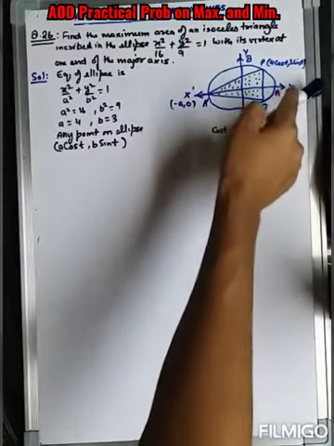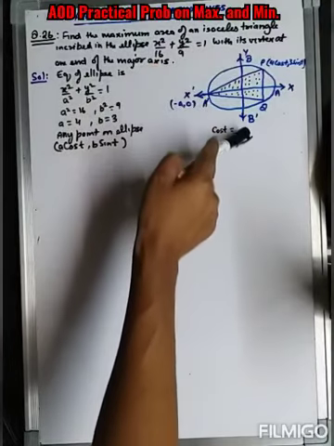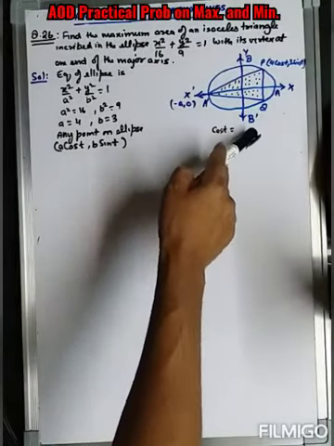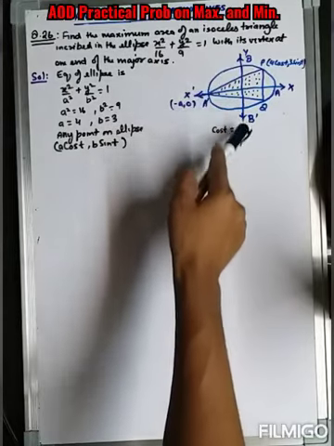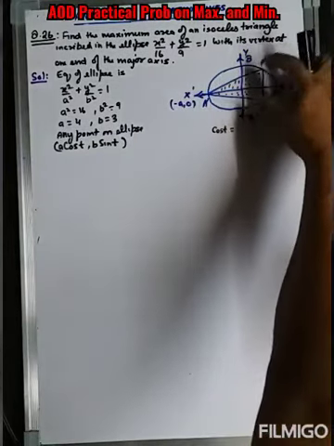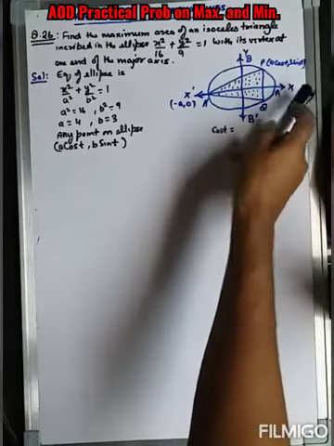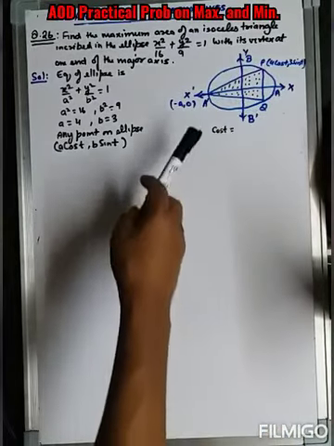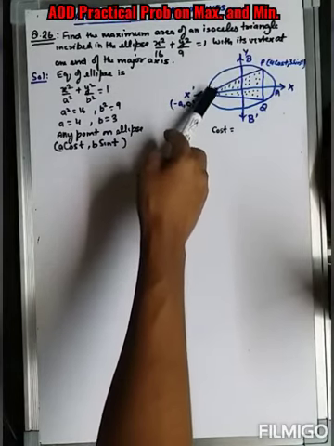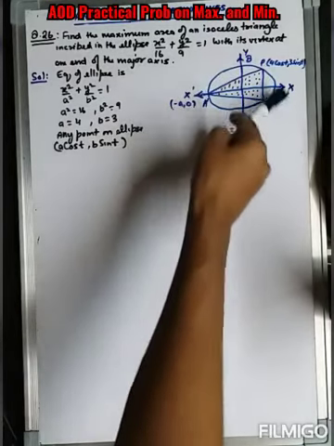This is the ellipse, this is the major axis, this is the minor axis. This we discussed in class 11th last year. The smaller one is called the minor axis, and the bigger one is called the major axis. So at the end is the vertex of the ellipse.